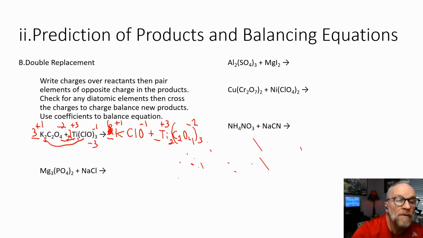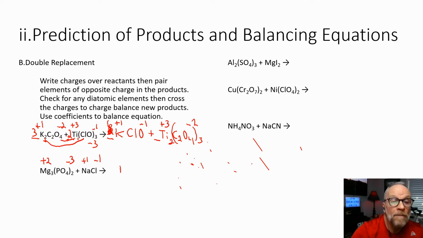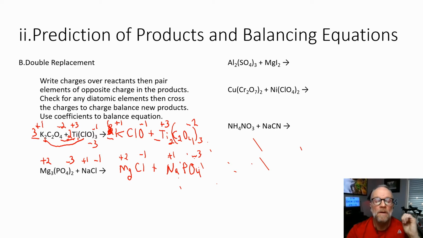5, because they're so much fun. +2 for magnesium, -3 for phosphate. Always write the charges first. +1 for sodium, -1 for chlorine. So now we have magnesium dancing with chlorine. Always opposites attract in chemical reactions. And then sodium and phosphate. Sodium's +1, phosphate's -3. Okay.